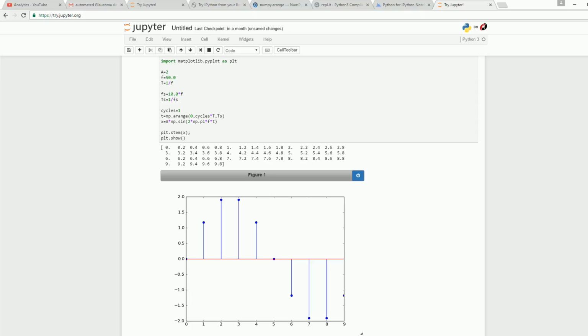So this is how we can create a signal, and in the next class we will see how signal processing is performed.